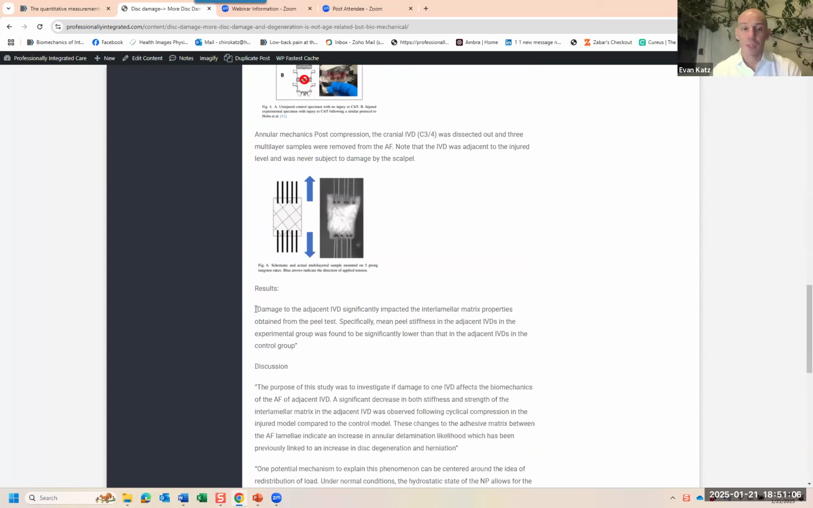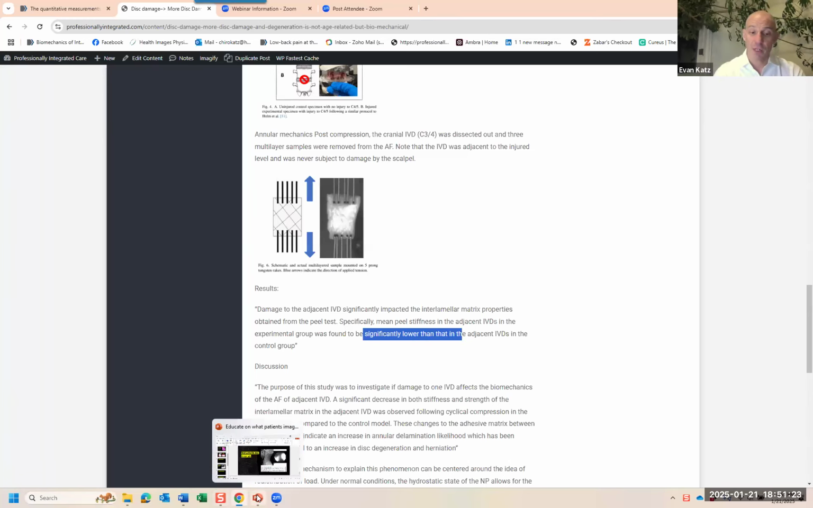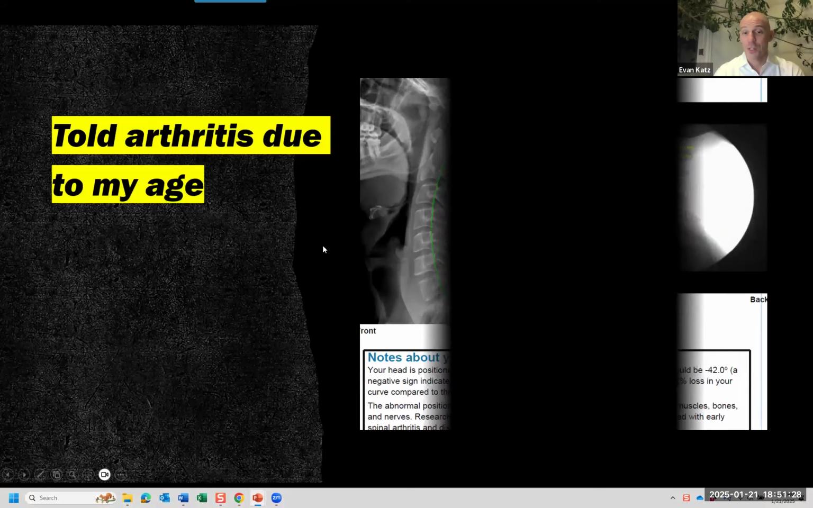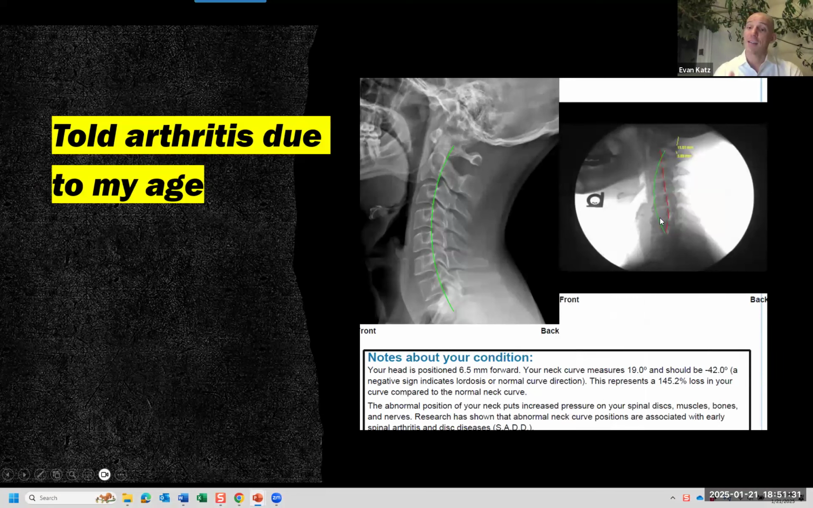This is what makes me a little concerned, is that we know in the science that damage to the adjacent IVD significantly impacted the part of the disc, right? You don't have to read that. And that means that the adjacent discs in the experimental group were found to be significantly lower, meaning when your disc starts to break down, Mary, like it has been for a couple of years, because you didn't come to our office or whatever, that actually caused a cascade of events: the discs above it, the adjacent segments, are also less healthy and they rapidly accelerate degeneration, all due to abnormal mechanical loading.